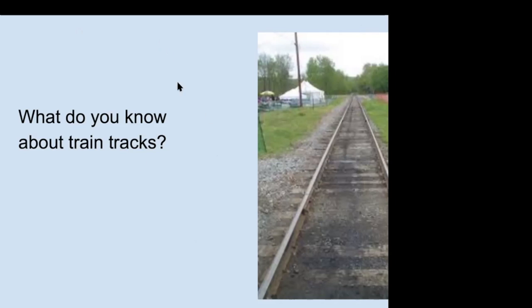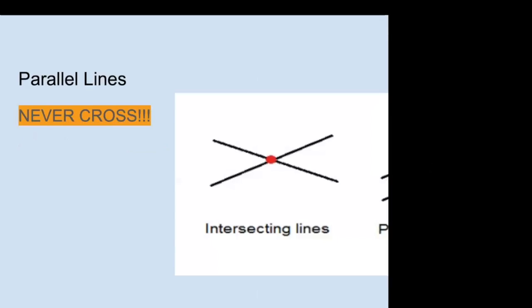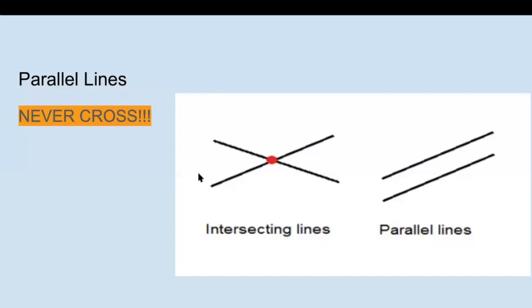And that leads me to this. Now, parallel lines usually come in pairs, right? We're always discussing two types of lines. All right. So, like those train tracks, they're parallel lines, they cannot intersect, okay? So remember that.